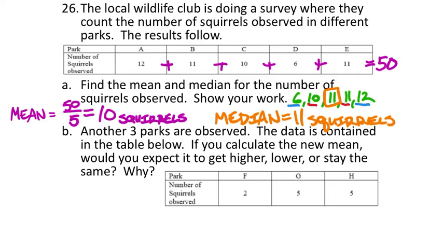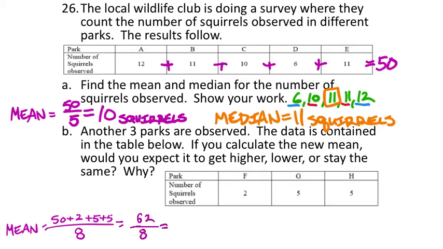Actually, for me, all I'm going to do here is take the original sum, so I don't have to actually add those again. And that original sum was 50. And I'm going to add these 3 new values, which is 2, 5, and 5. But now when I divide, I'm going to divide by 8. And this will give us a new mean. So when I add those values together, looks like we get 62, all divided by 8.